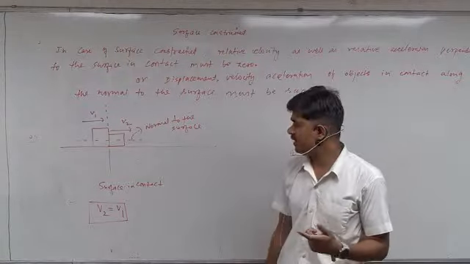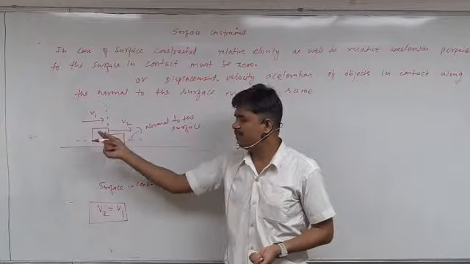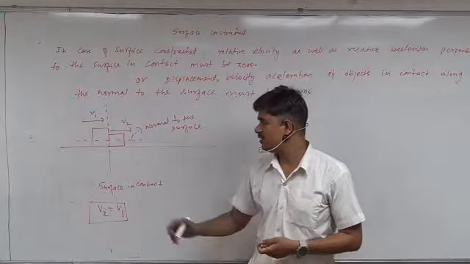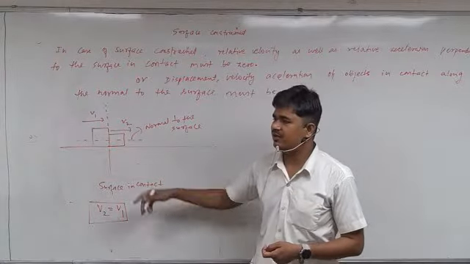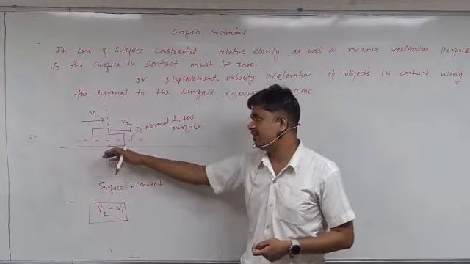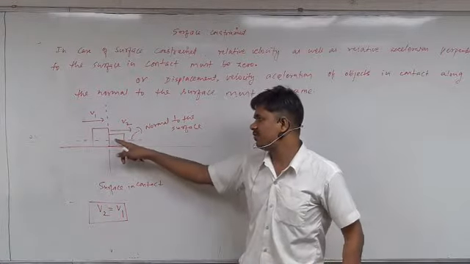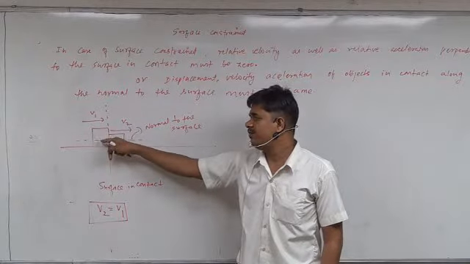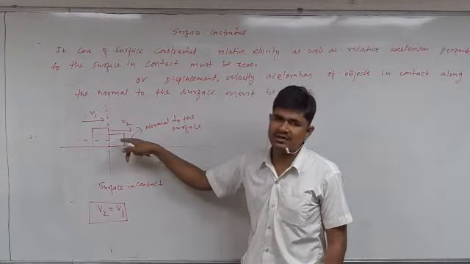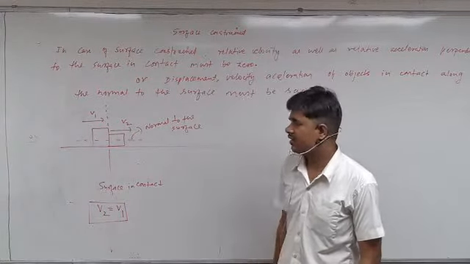If v2 becomes greater than v1, then it will separate from the initial block, the first block. And if v1 is greater than v2, it is not possible, because if some object is in front of it and its speed is greater than this one, practically this is not possible. Either they will move together or this will separate.